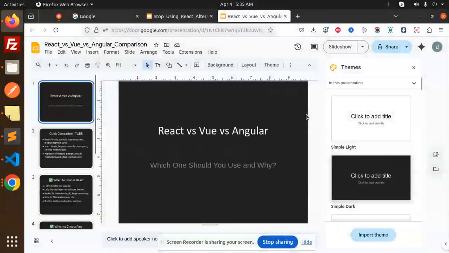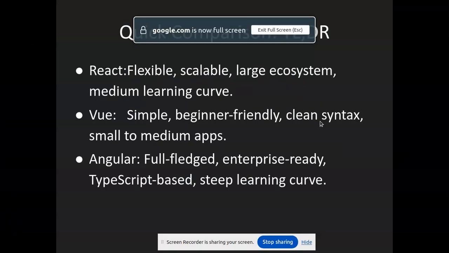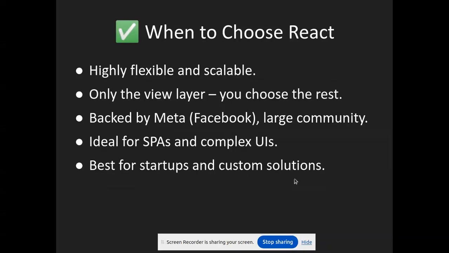Let's get started. So let's move to the slides. So first of all, quick comparison. React: flexible, scalable, large ecosystem, medium learning curve. Vue: simple, beginner friendly, clean syntax, you can use it for small to medium apps. Angular: full fledged, enterprise ready, TypeScript based, steep learning curve. So these are the main comparison.